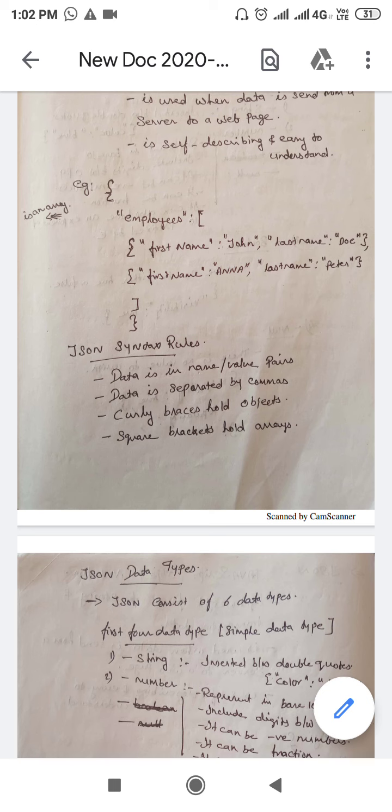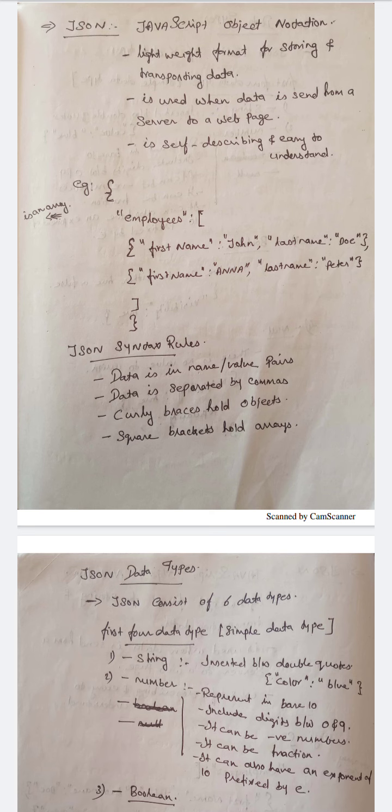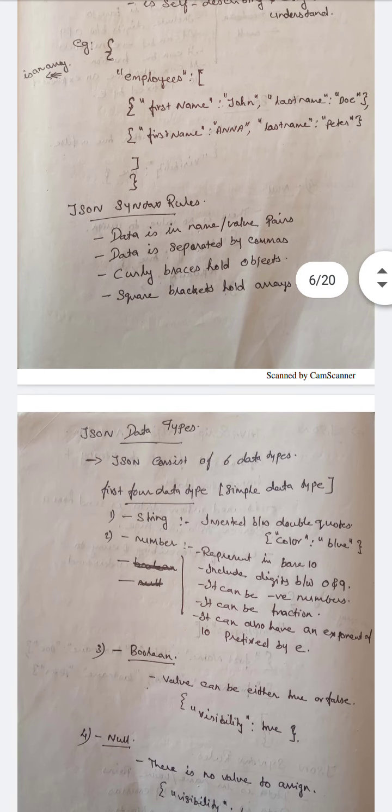Then square brackets hold the array, as I described in the above example: employee colon square bracket. Inside the square bracket we define all the array elements. The array consists of different objects, denoted inside curly brackets. When there are more objects, they are separated by commas. After the first curly bracket you can see a comma, and that comma separates the different objects.